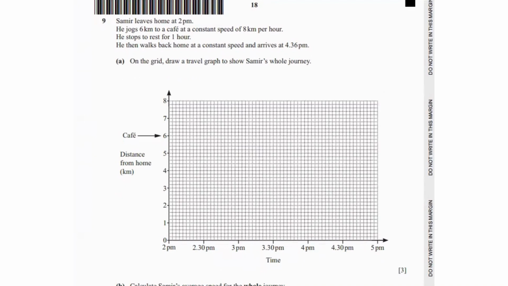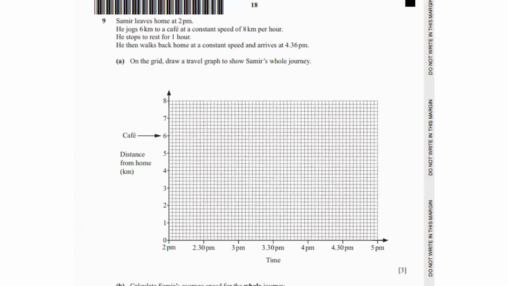Then question 9 says Samir leaves home at 2 p.m. He jogs 6 kilometers to a cafe at a constant speed of 8 kilometers per hour. He stops to rest for 1 hour. He then walks back home at a constant speed and arrives at 4:36 p.m. On the grid, draw a travel graph to show Samir's whole journey.